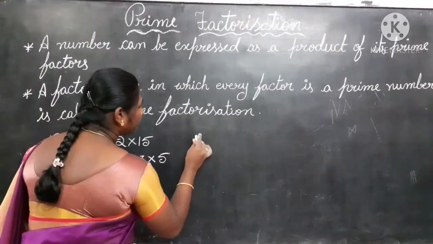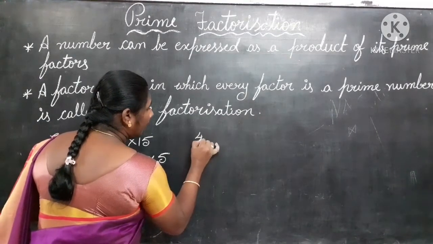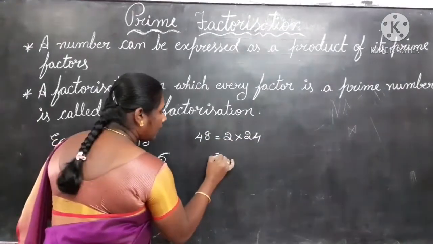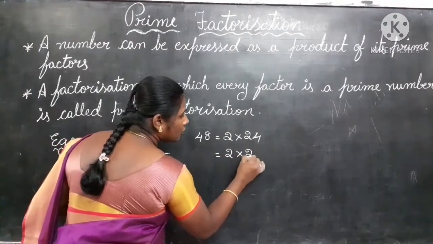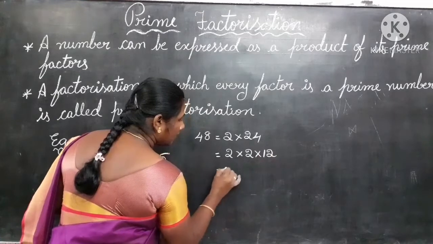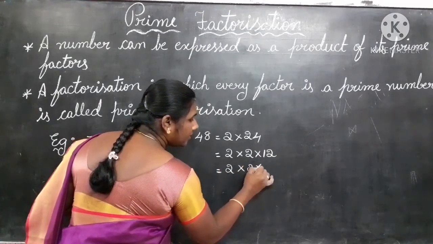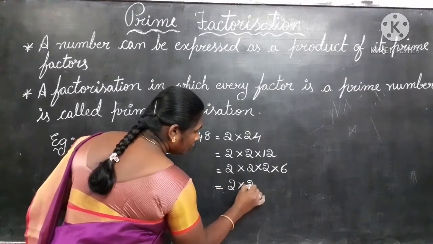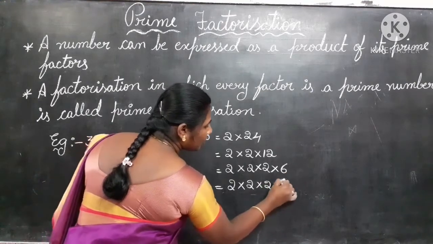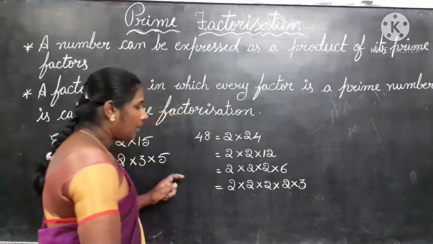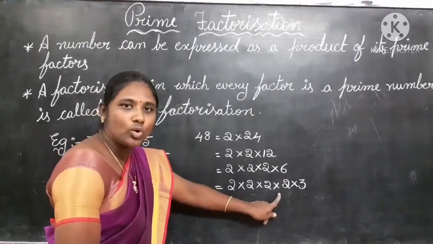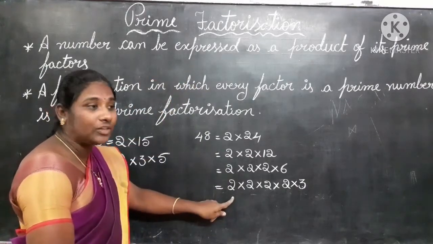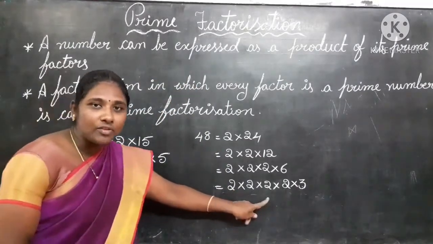Next, one more example, 48. 2 24s are 48. Again 2 as it is, and 24 is 2 12s. Again 2, and this 12 how can we express? 2 6s are 12. Again this 6, how should we write? 2 3s are 6. Now these are the prime numbers. Yes, 2 and 3 are prime numbers. So a number can be expressed as a product of its prime factors.